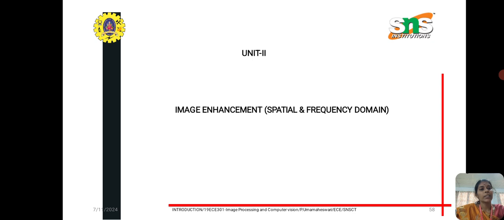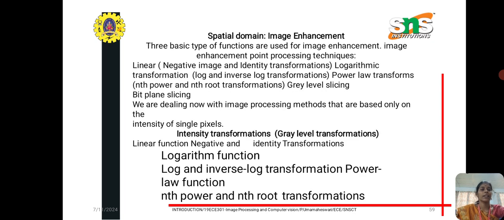Image enhancement, that is spatial and frequency enhancement. The spatial domain is like image enhancement. Three basic types of functions are used for image enhancement. Image enhancement point processing techniques: linear, that is negative image and identity transformations, logarithmic transformations, power law transformation, nth power and nth root transformation, gray level slicing, bit plane slicing, and so on.